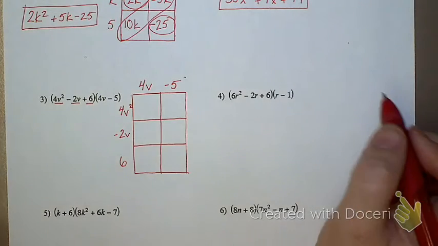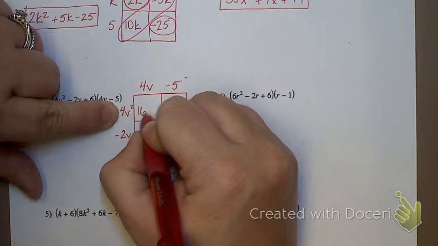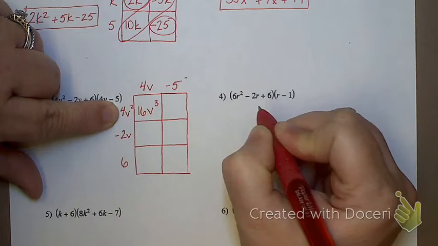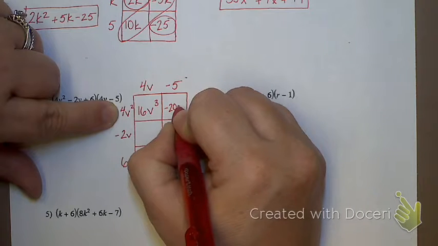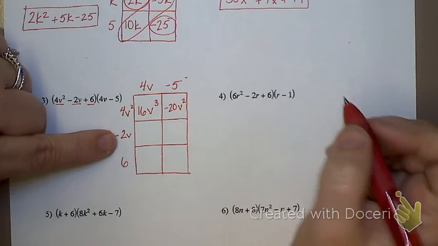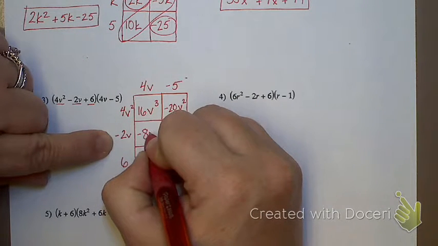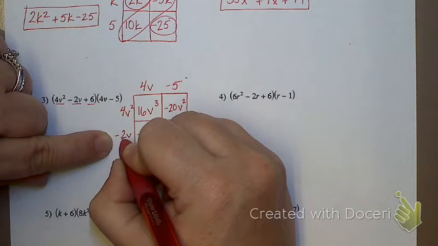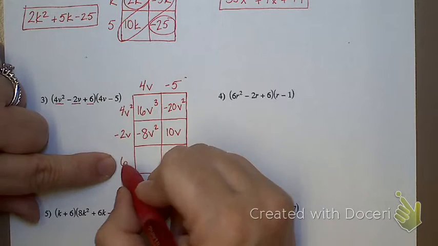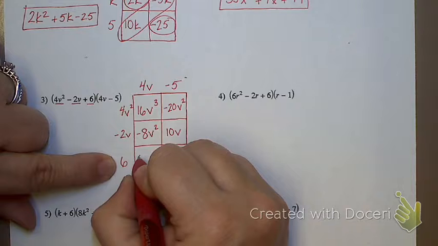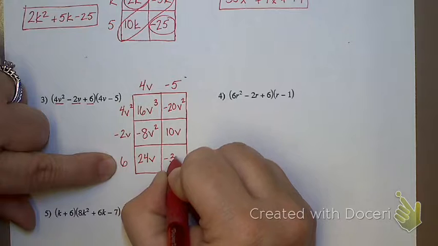And I do the exact same thing I did before. 4v squared times 4v would be 16v to the third. 4v squared times negative 5 would be negative 20v squared. Now going on to my next row, negative 2v times 4v would be negative 8v squared. Negative 2v times negative 5 would be positive 10v. Last row, 6 times 4v would be 24v, and 6 times negative 5 would be negative 30.